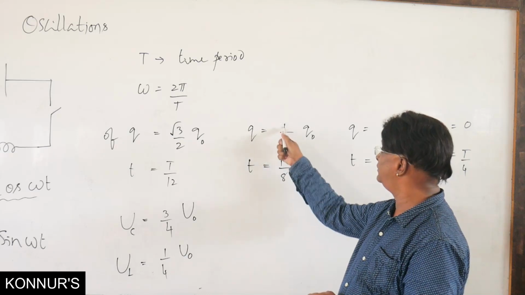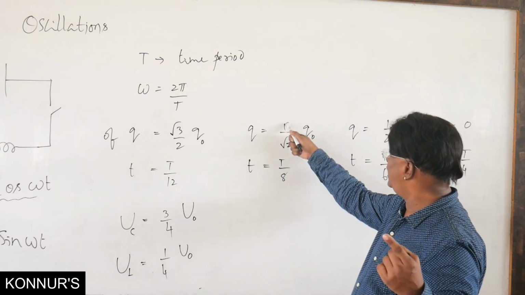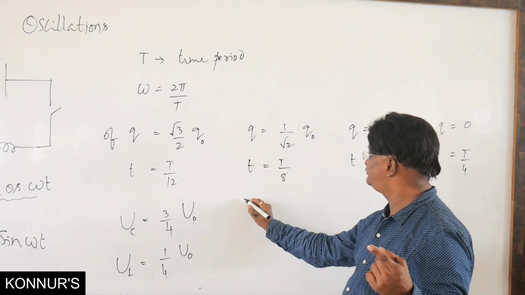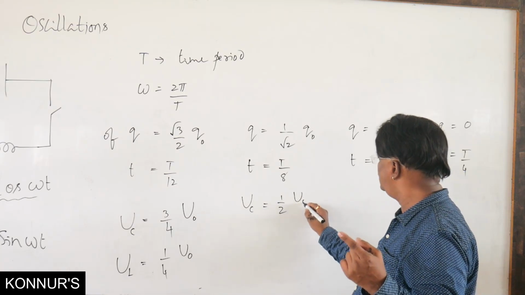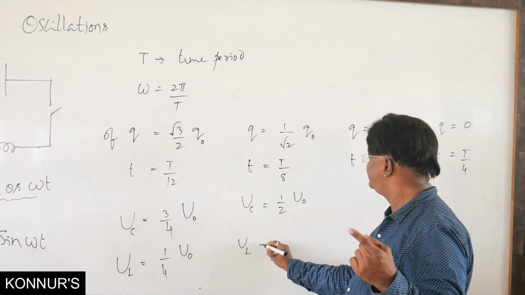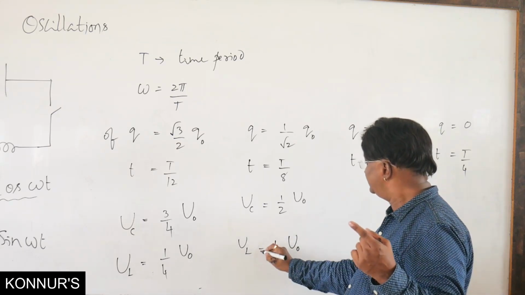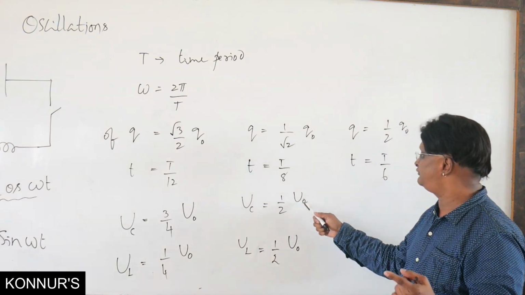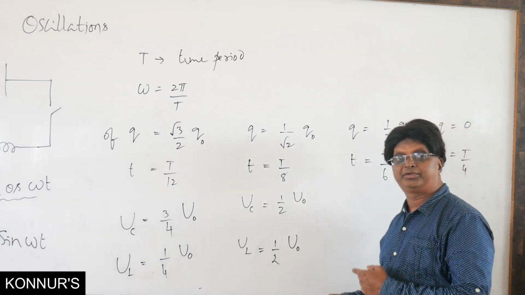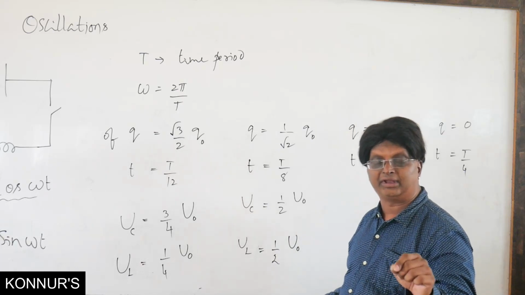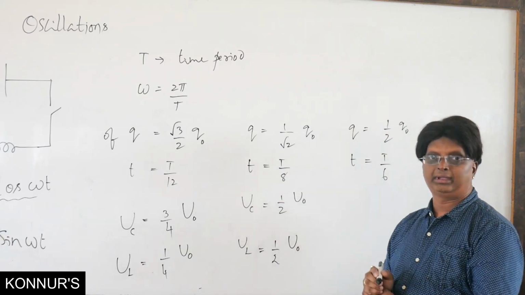Now here, Q becomes 1 by root 2. Q squared by 2C, when you do this, the square term will give you 1 by 2. Therefore here, UC is equal to half of U naught and UL is equal to half of U naught. See one more thing. So, what is 50% of energy? 50% of energy is in the form of electric field and 50% of energy in the form of magnetic field. The ratio is 1. At which instant? t is equal to T by 8.